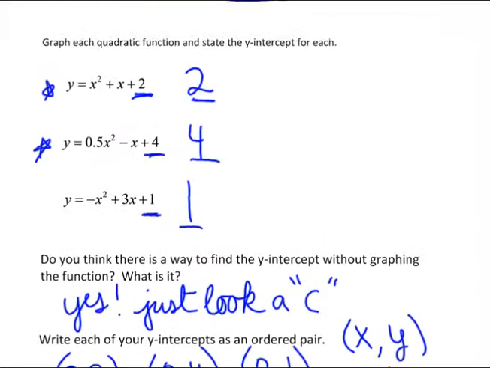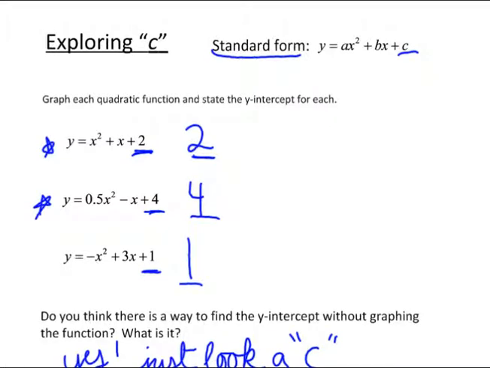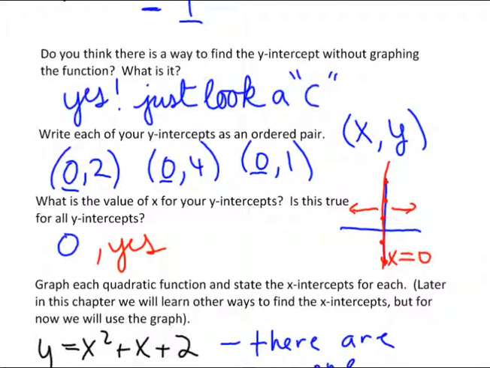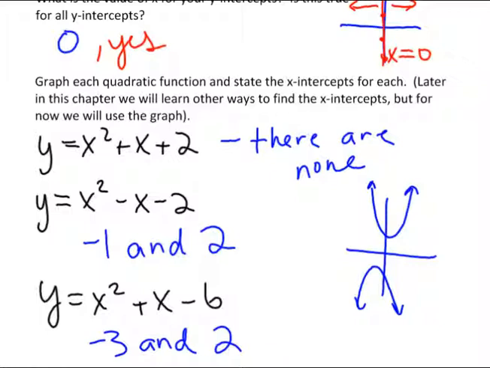We explored c. We saw that c was the y-intercept also, which is very handy to have when we're trying to graph something. That all of our y-intercepts always have an x value of 0. And we learned how to find the x-intercepts if we have a calculator. And that's it.